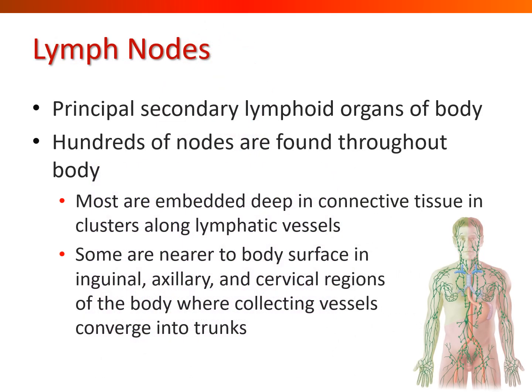So let's move on and talk about lymph nodes. Now, lymph nodes are classified as a secondary lymphoid structure, and that doesn't mean they're any less important, because they're very important. They are the principal secondary lymphoid organs of the body, and there are hundreds of them found throughout the body. In the module for my Galen students, they point out that you have them in the neck region, in the armpit, and in the groin.